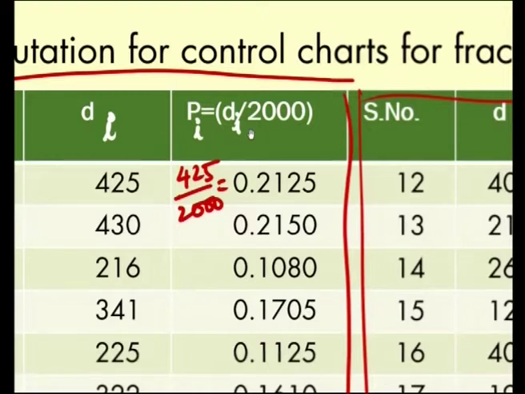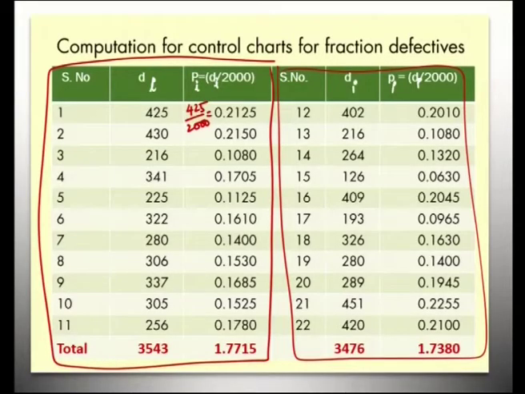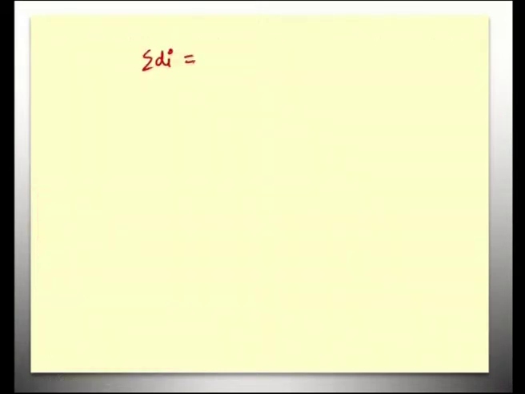0.2125. And similarly this value is 430 by 2000 is 0.2150. Likewise this value here also is calculated, 402 by 2000 is equal to 0.2010. And everything has to be taken into account for the total. Since writing 22 values in only one column is not possible, the whole tabular column has been divided.